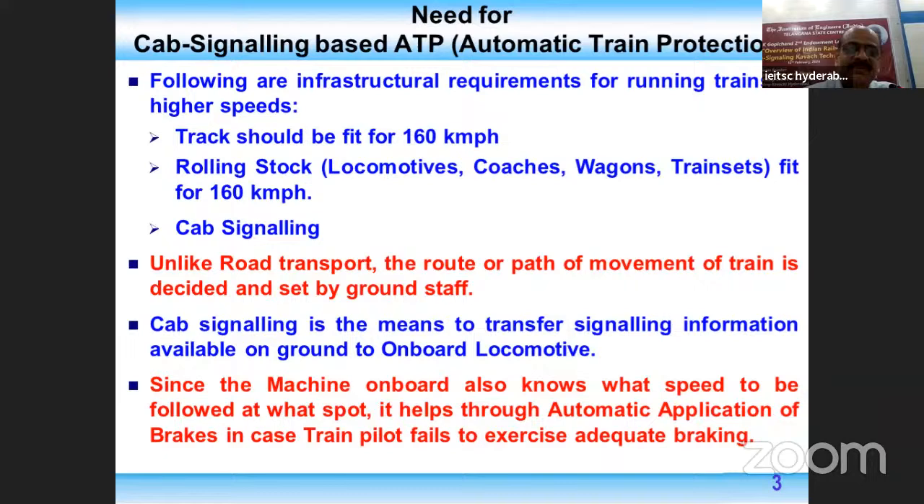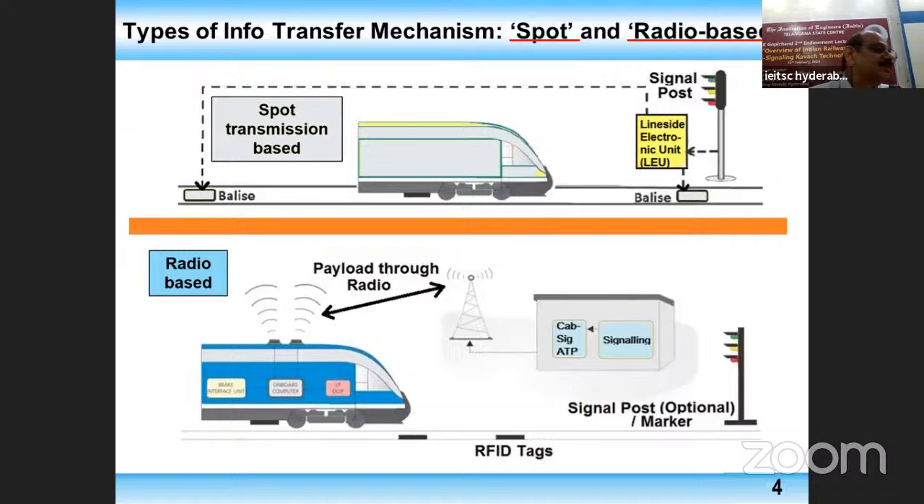So here in this slide, I need to see that because it's not moving here. Yeah, it's okay. Here we have compared two types of cab signaling systems, upper half and bottom half. I was instructed to just repeat and touch upon whatever we had learned in our first lecture.